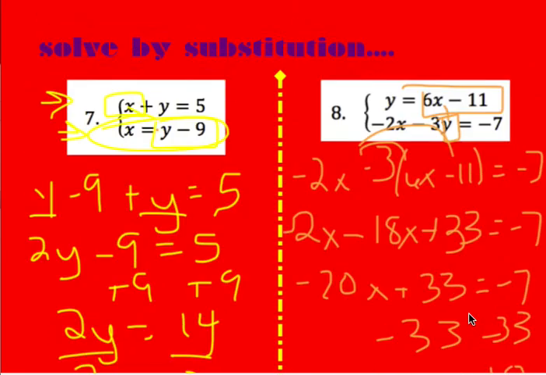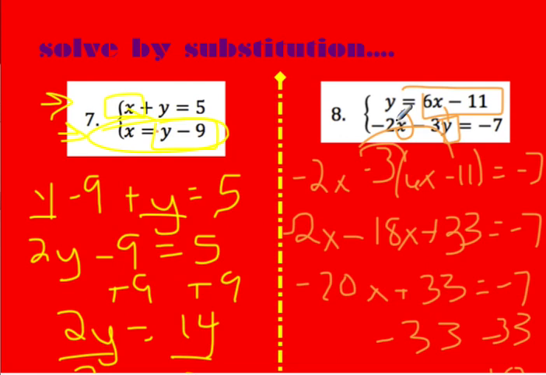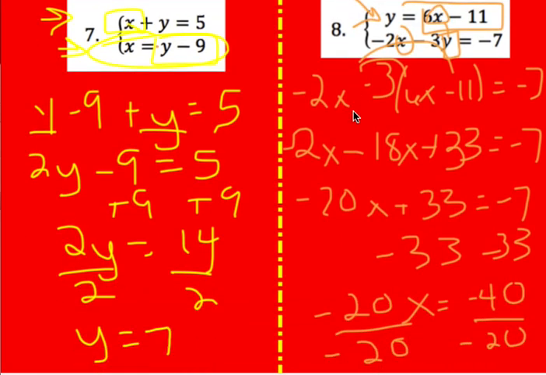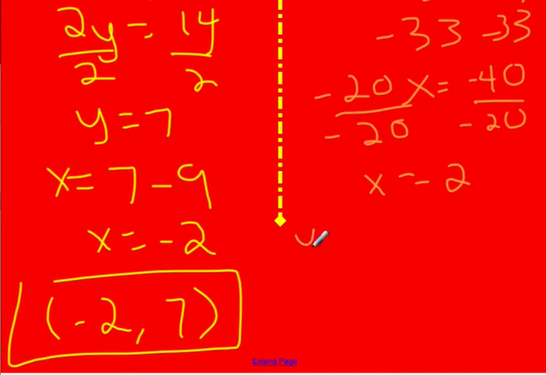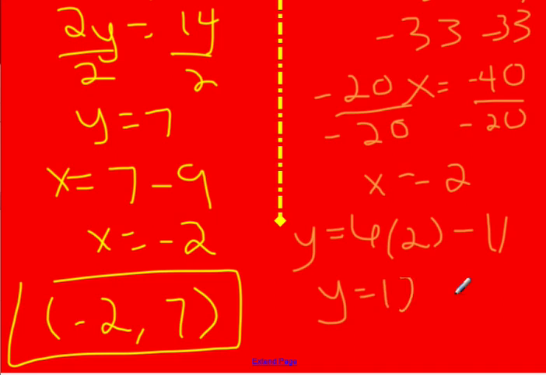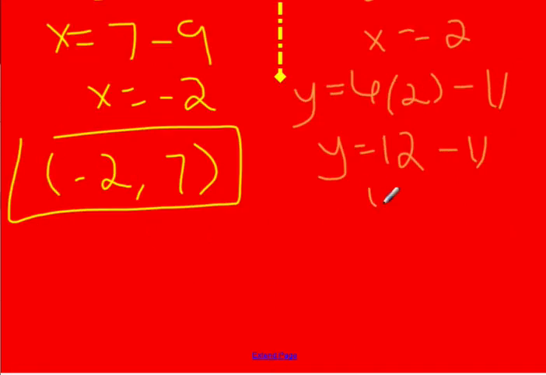So now I know that x is equal to 2. I can plug it back in here or here. This top equation is already solved for y, which makes it easier to plug that in. So y is equal to 6, and instead of writing x, I'm going to put 2, and then minus 11. So 6 times 2 is 12, and 12 minus 11 is 1. So I get that y is equal to 1. Now I'm going to write that out as a coordinate point, first my x, and then my y.